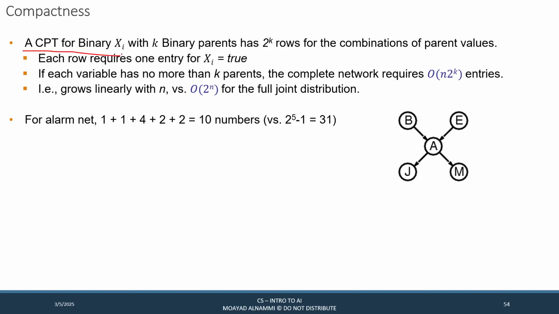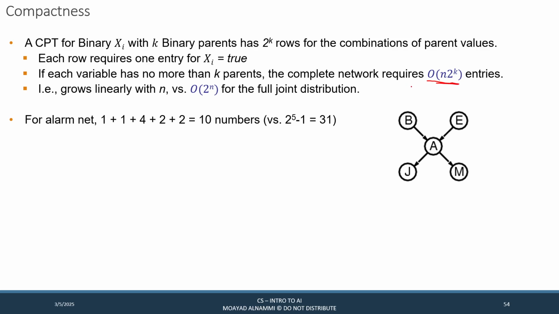So a CPT, which is the conditional probability table for a binary variable xi that has k binary parents, requires 2 to the power of k rows, right? For every possible setting of the parents. Each row requires 1 entry, which is when your xi is equal to true, because you can infer the probability of xi equals false by just saying 1 minus the probability when xi is equal to true. If each variable has no more than k parents, meaning in your Bayesian network you have n variables, right? And each of these variables cannot have more than k parents, that means that your complete network needs about n times 2 to the power of k entries in terms of parameters or probabilities.